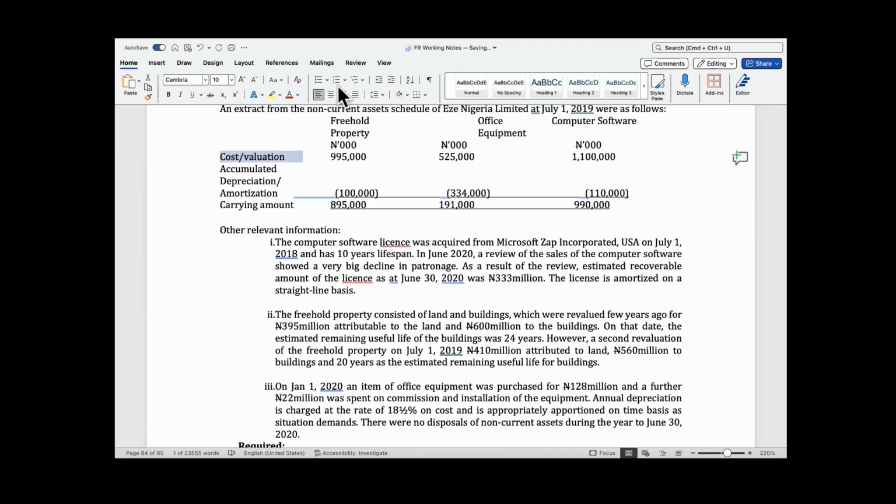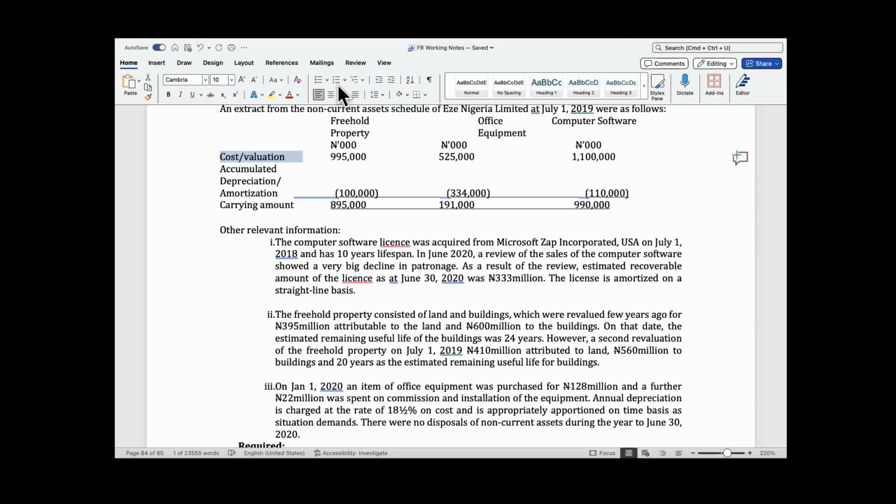Can you continue reading, Shida? I'm here, sir. Continue reading. Okay. Other relevant information. Number one, the computer software license was acquired from Microsoft Zap Incorporated, USA on July 1st, 2018, and has 10 years lifespan.